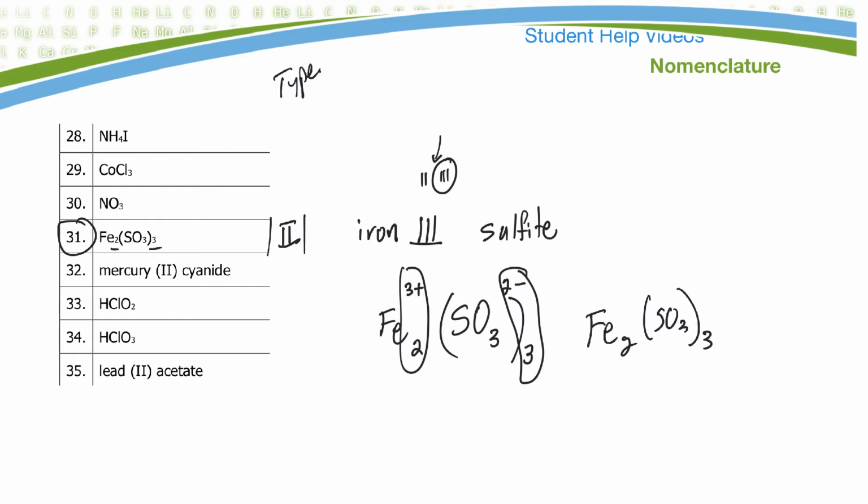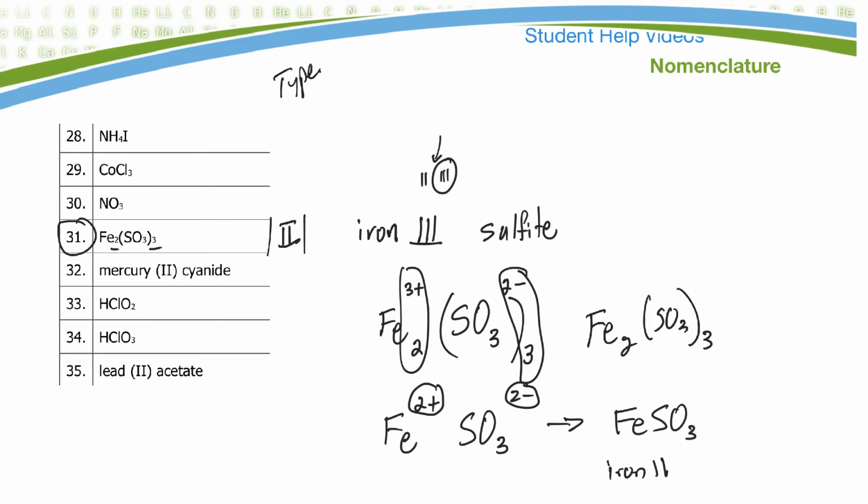Let's see if it was playing as the 2 plus. So if I was using the 2 plus charge, and I had SO3, which is also 2 minus, to balance out charges, this is a 2 plus, this is a 2 minus, they're balanced already. So the formula for that would be FeSO3. The name for that one would be iron 2, because it was using the 2 plus charge, iron 2 sulfite. Okay, hopefully that helps you.